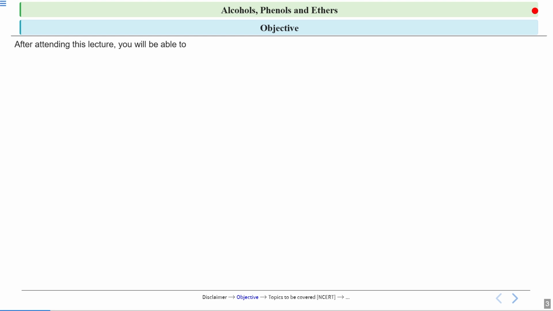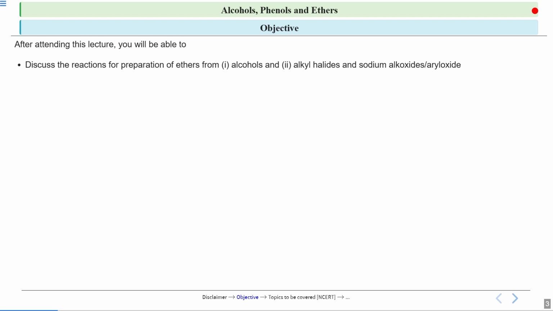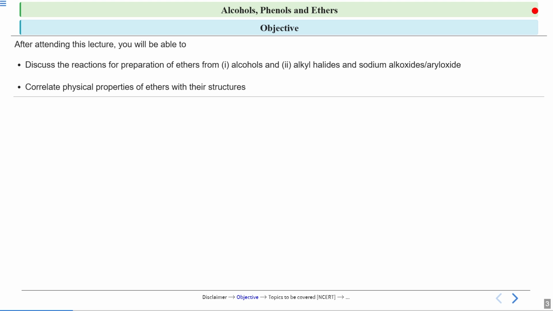Now what is the objective of today's lecture? After attending this lecture, you will be able to understand the topics which we are going to discuss today. So today we will discuss the reactions for the preparation of ethers from alcohols and alkyl halides and sodium alkoxides, aryl oxides. And we will correlate the physical properties of ethers with their structures.